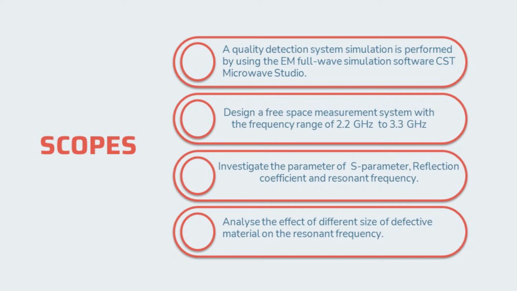The scopes for this project are: a quality detection system simulation is performed by using the electromagnetic full wave simulation software CST Microwave Studio. Design a free space measurement system with the frequency range of 2.2 GHz to 3.3 GHz. Investigate the S parameter, reflection coefficient, and resonant frequency. And lastly, analyze the effect of different sets of defective material on the resonant frequency.